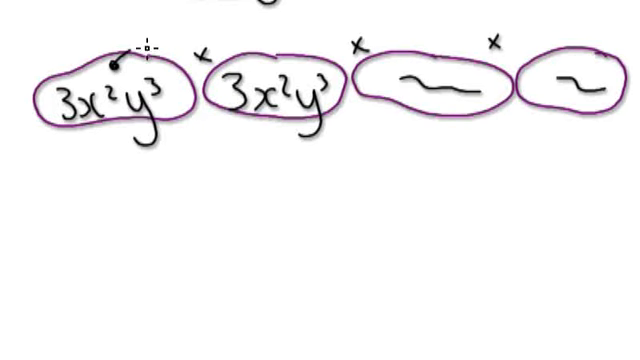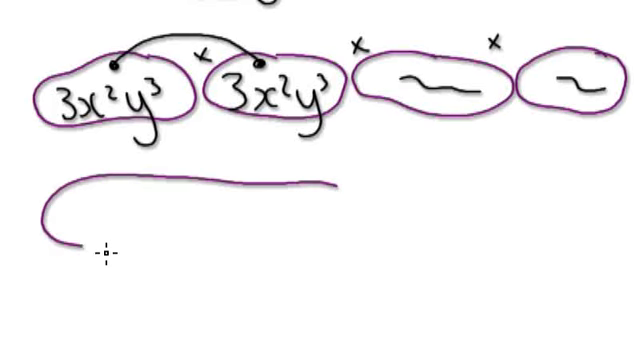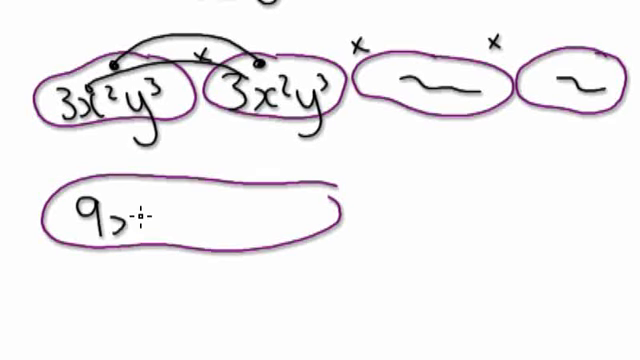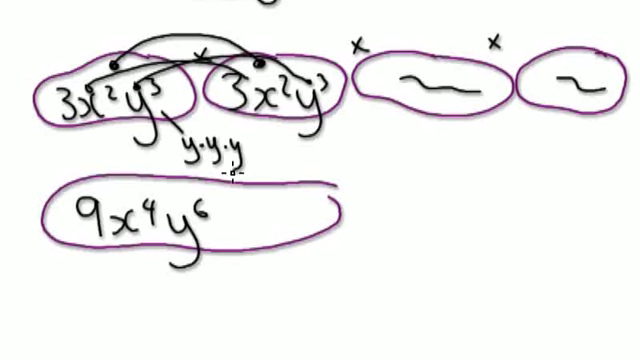So here, let's merge these two together first. 3 times 3 would be 9, and then the x times the x will be x to the power 4, and then y to the power 3 times y to the power 3 would be y to the power of 6. Okay? Because if you think about it, y times y times y, and then you've got to times y. Well, this is y to the power 3, and then you times y to the power 3. That's really y to the power 6.